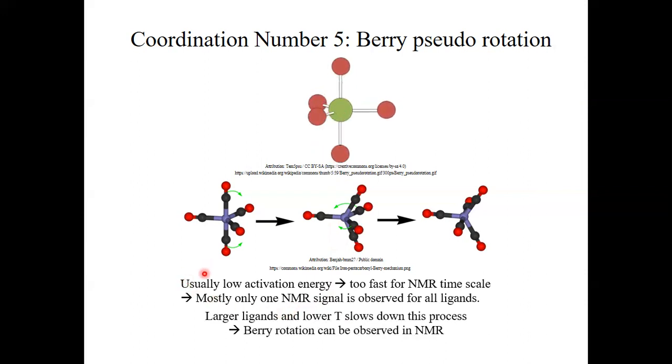Yeah, this is just what I said before. You have a lower activation energy, and so that pseudo-rotation is too fast for the NMR timescale. Therefore only one NMR signal is observed for the ligands. But when you go to lower temperatures, you slow down this process, and you can observe two different signals.